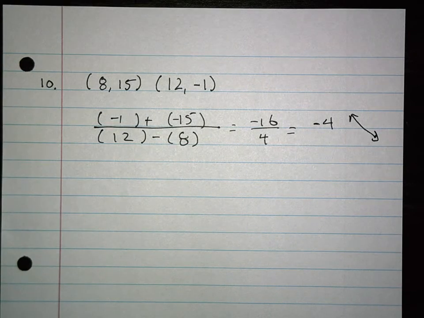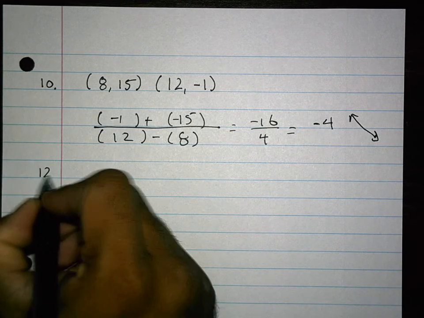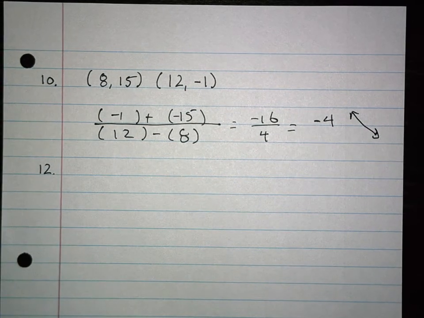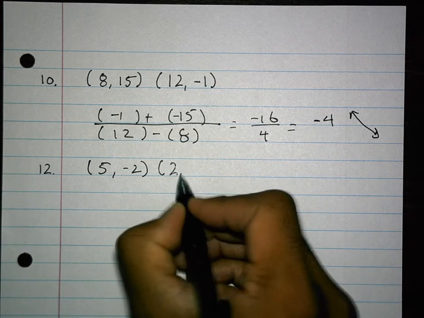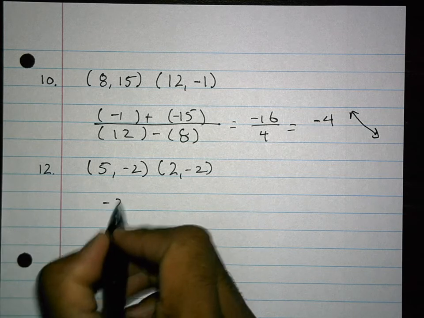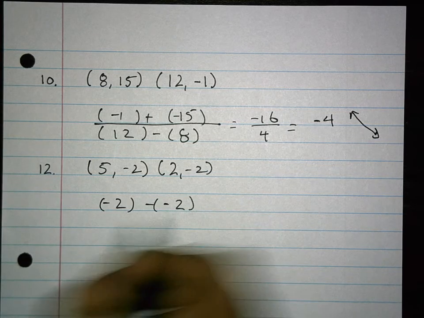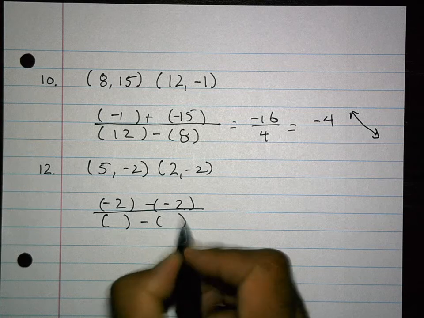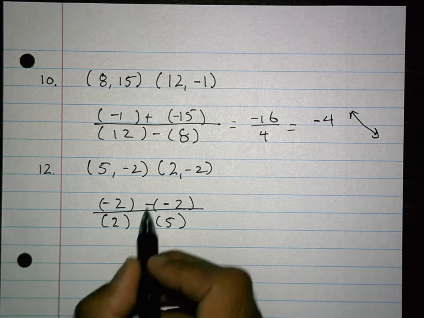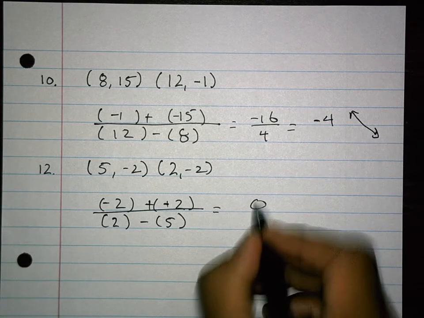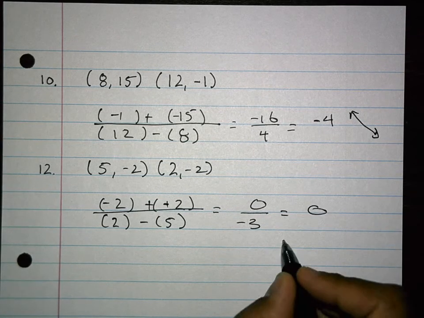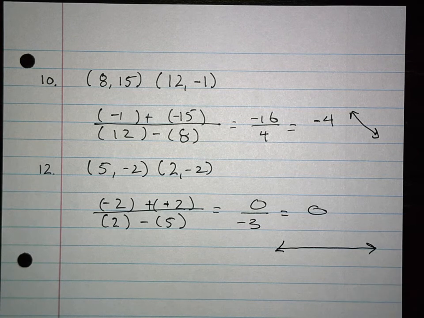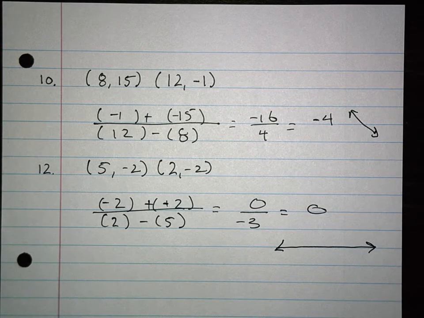And then number 12, the points are (5, -2) and (2, -2). So I'm going to say -2 minus -2 all over 2 minus 5. So I'll go ahead and add the opposite right there, and I'm looking at 0 over -3. That's a zero slope, but you've got to remember how to interpret that. That is a horizontal line. So zero slope is horizontal, vertical is no slope.